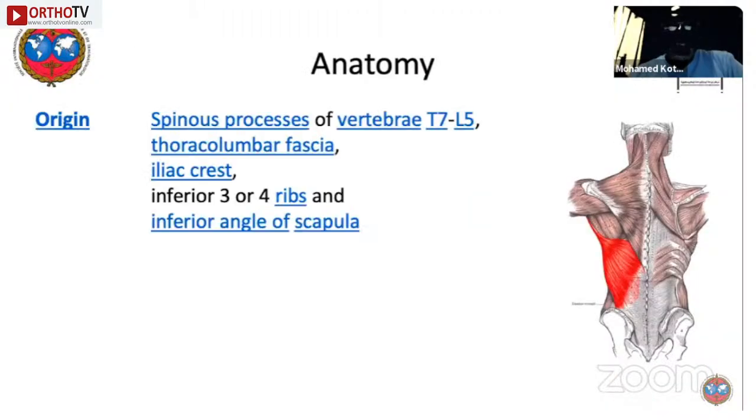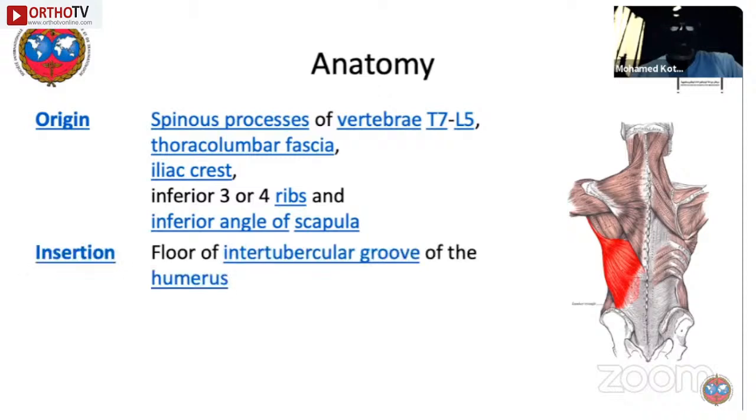Let's talk rapidly about the anatomy. The origin comes from the spinous processes of vertebrae T7 to L5, the thoracolumbar fascia, the iliac crest, the inferior 3 to 4 ribs, and the inferior angle of the scapula. All these are attachments of origin and must be addressed while you are harvesting your flap.